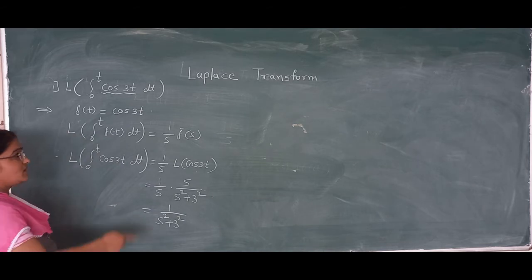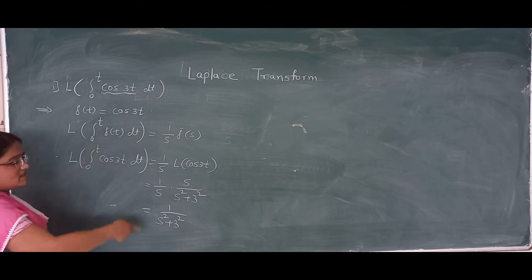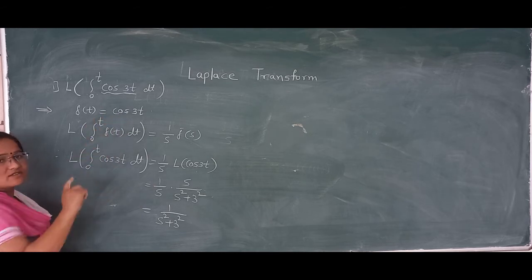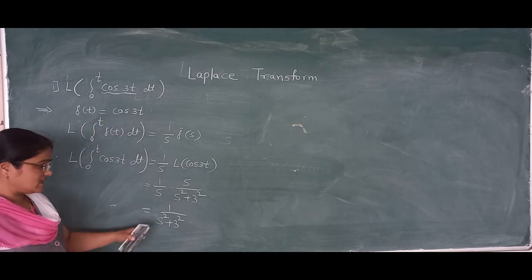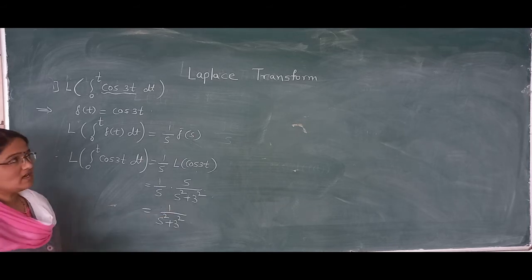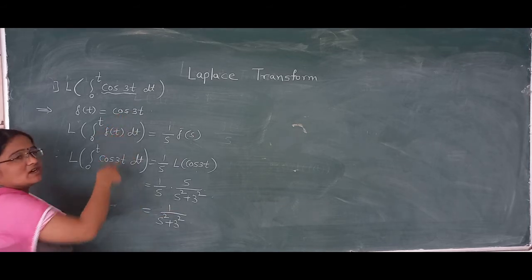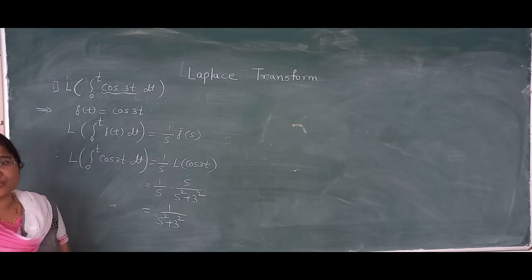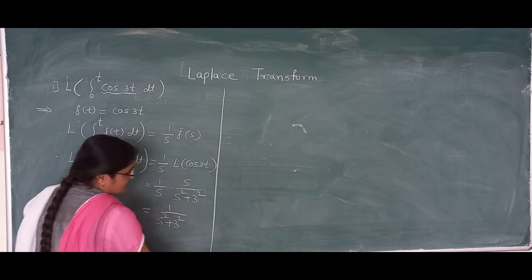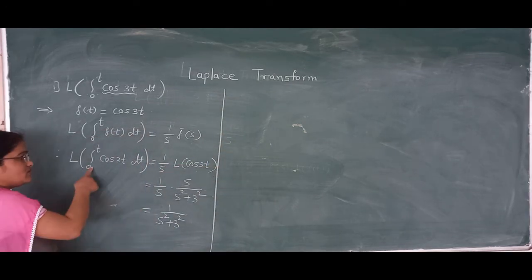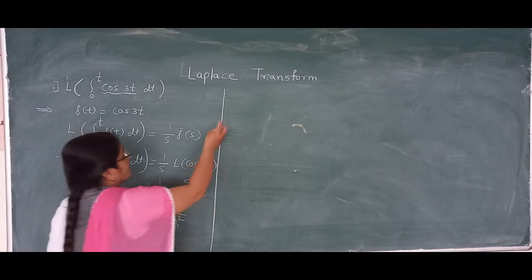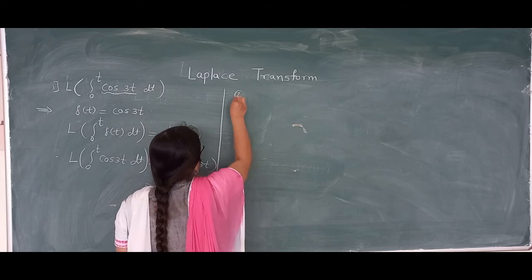And if you find out the answer properly by taking the integration, you get the same answer. Because the integration of cos is nothing but sine, and the Laplace of sine is a upon s square plus a square. The a gets cancelled because the integration gives the denominator divided by 3. So instead of taking the integration and then taking a Laplace, we may use the Laplace of integration property.